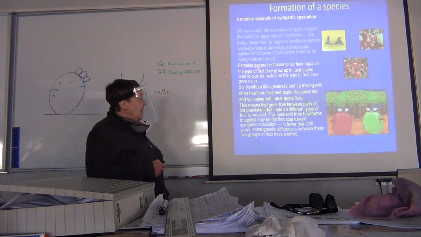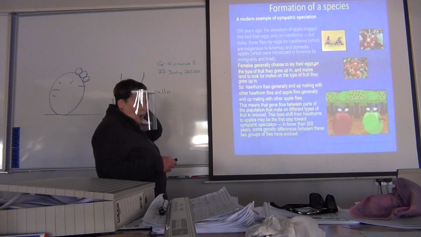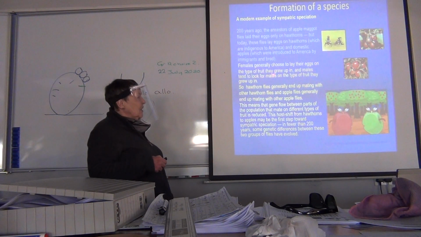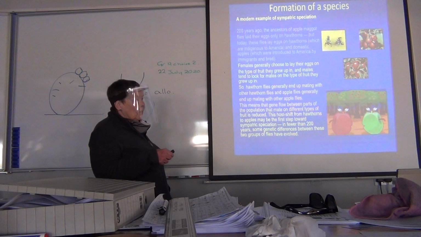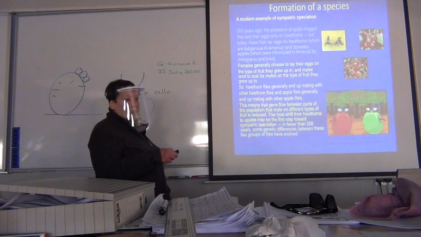But females generally choose to lay their eggs on the type of fruit that they grew up in. Males tend to look for mates on the type of fruit that they grew up in. So they generally end up mating with other hawthorn flies. They're all called apple maggot flies, but I'm calling them hawthorn because they're the apple maggot flies that are from the hawthorn.